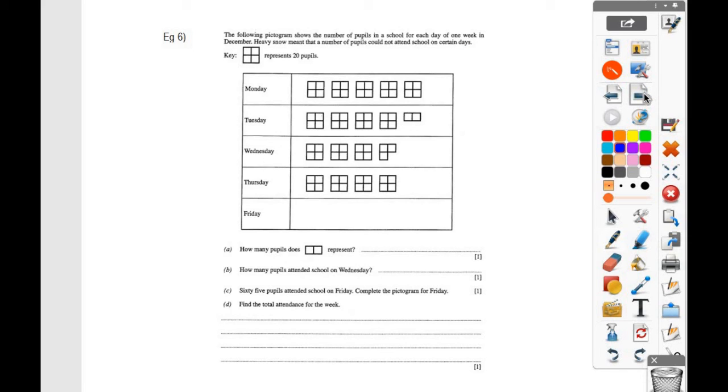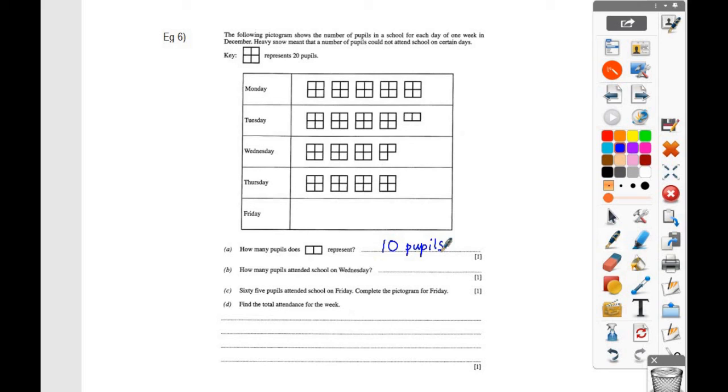Finally, example 6. This is an example of where you have to both draw part of the pictogram in and also read and interpret the pictogram and answer some questions. The following pictogram shows the number of pupils in the school for each day of 1 week in December, and heavy snow means that some children can't attend. This time we've got a key representing 20. So the first question, nice and easy, if the full symbol represents 20, what do just 2 blocks of the 4 represent? And that's going to be half a block, which is going to be 10. 10 pupils.